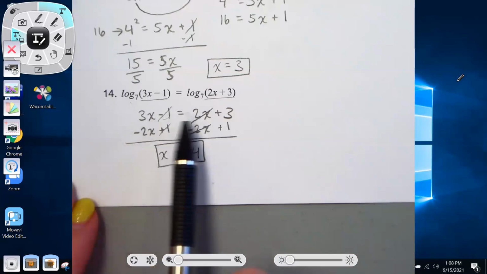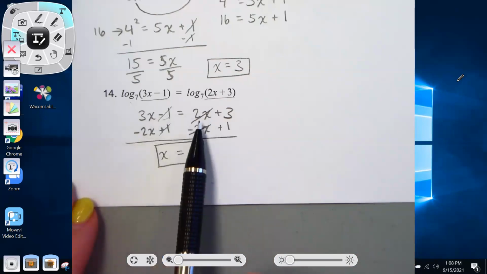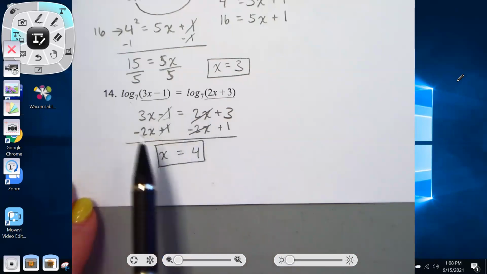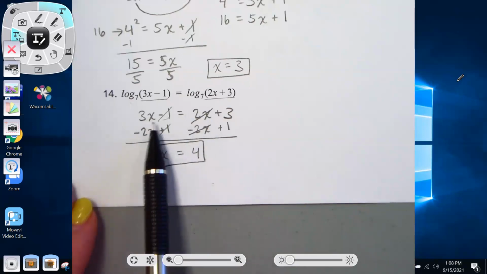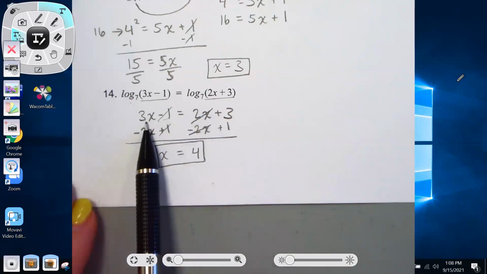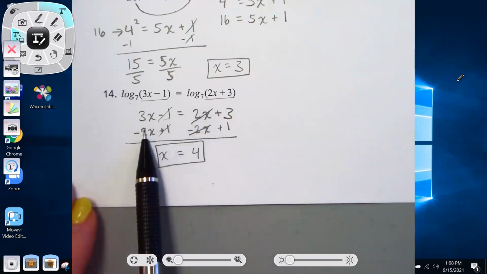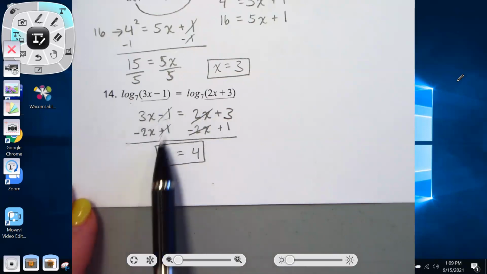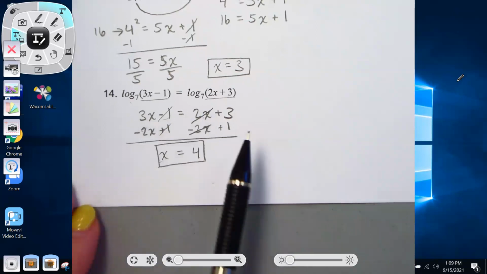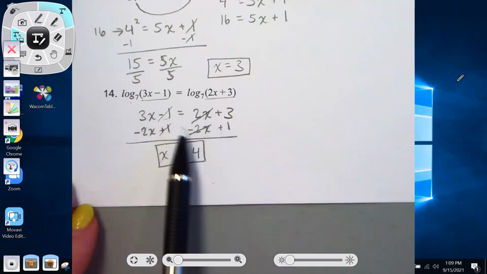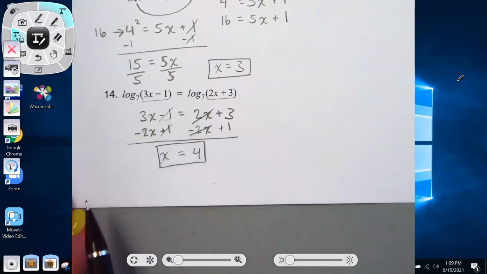I compared my x terms first, and since 2x is smaller than 3x, I knew I would want to move this over here. So to do that, I subtracted 2x from both sides. And then I knew that was going to put my x terms on this side, and I would want everything else on the other side. So I added this 1 to both sides to get rid of this -1. Pretty much.